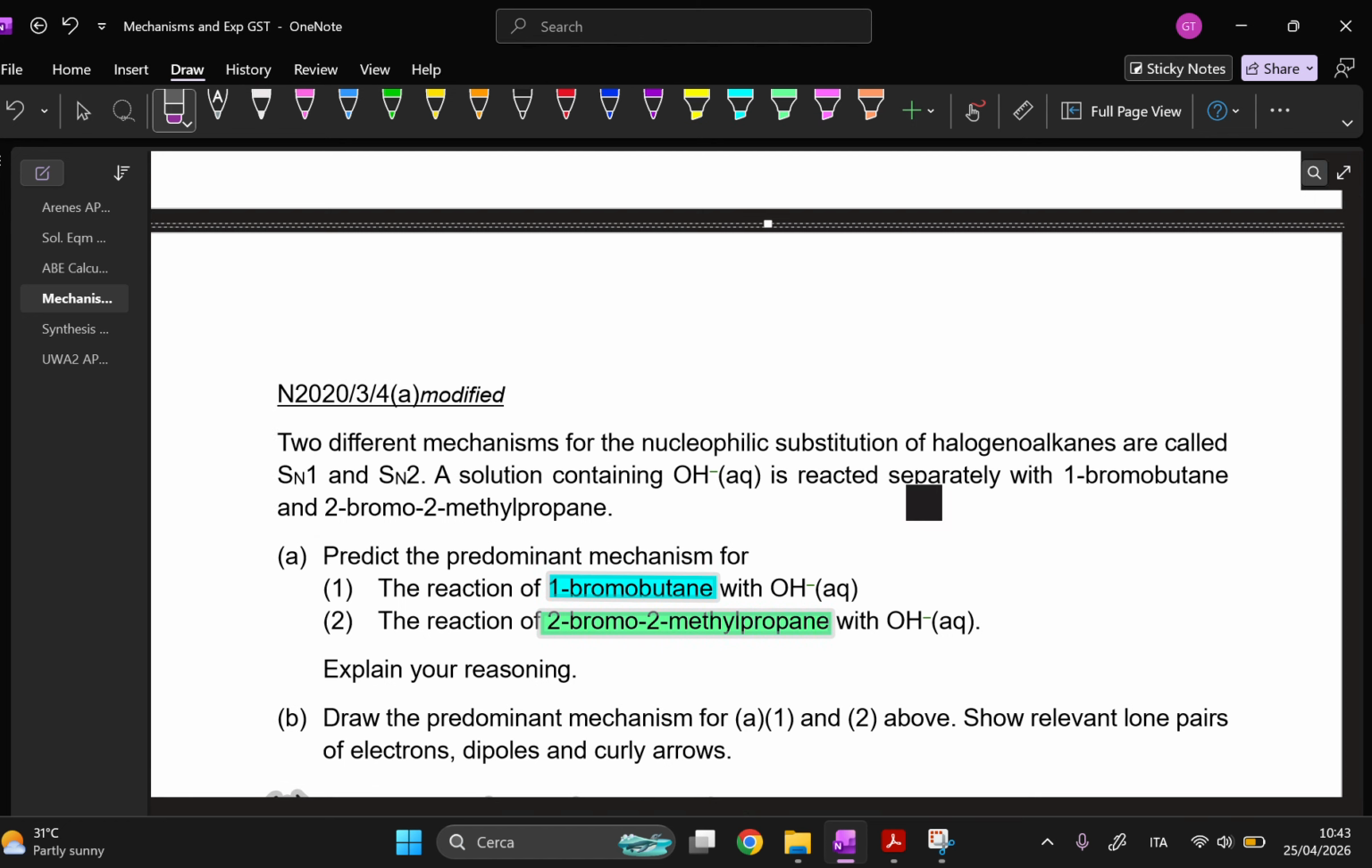Anyway, now let us look at the first part of this question where they ask you to predict the dominant mechanism and explain your reasoning. So now we are going on to explanation questions about the mechanisms. Please do not be confused by questions on this. I think we actually did a lot of these explanation type questions last year, right?